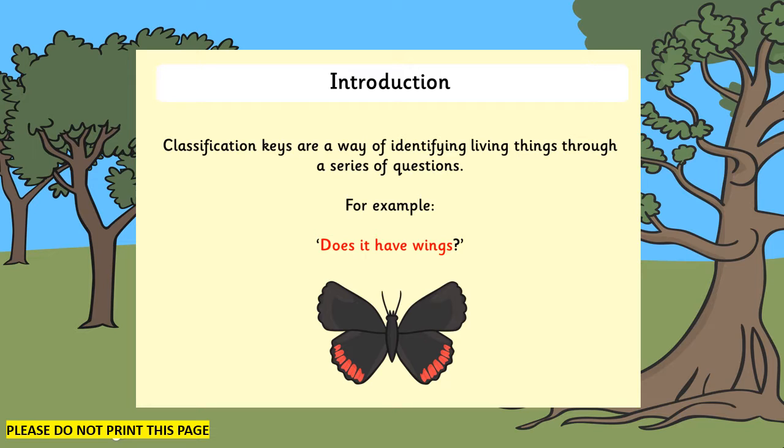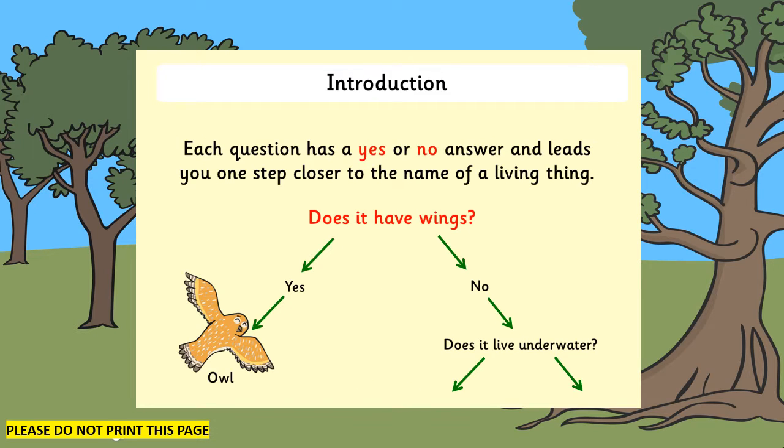Classification keys or identification keys are a way of identifying living things through a series of questions. For example, does it have wings? Each question has a yes or no answer and leads you one step closer to the name of a living thing. Here is an example.